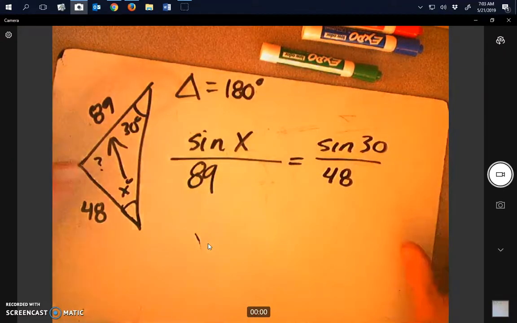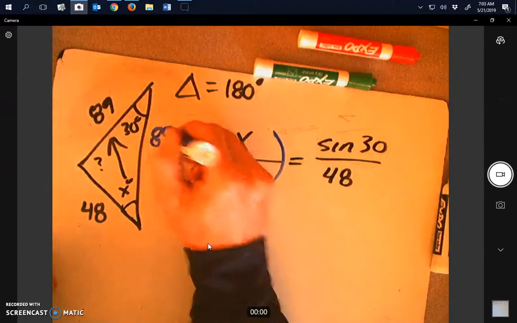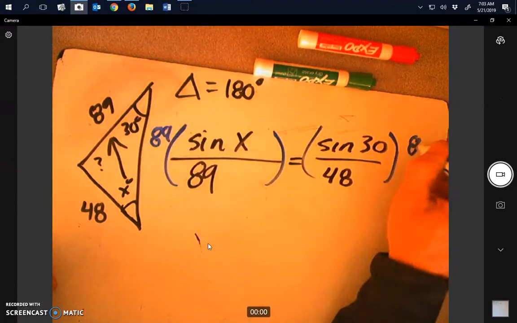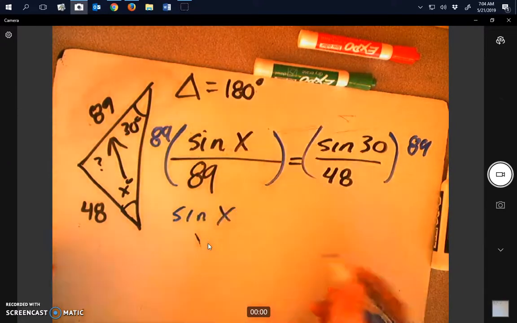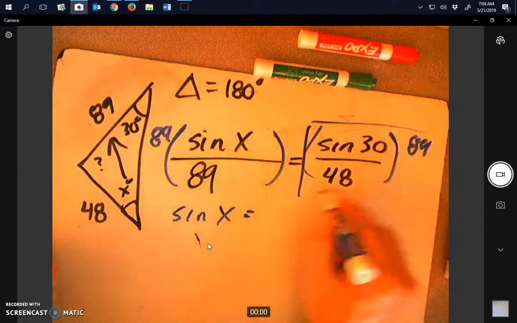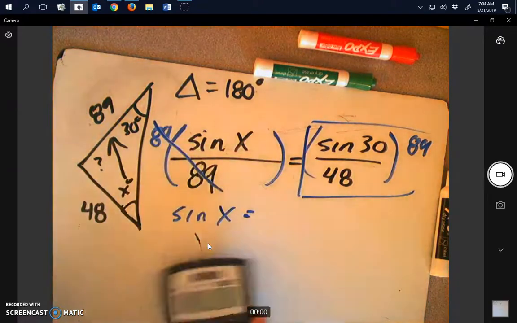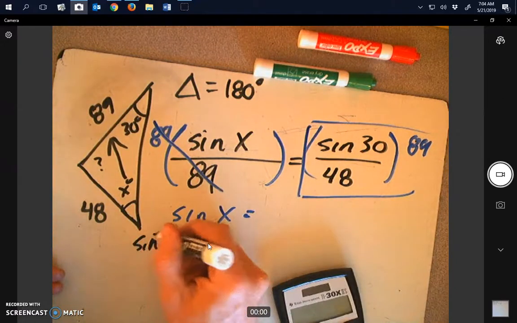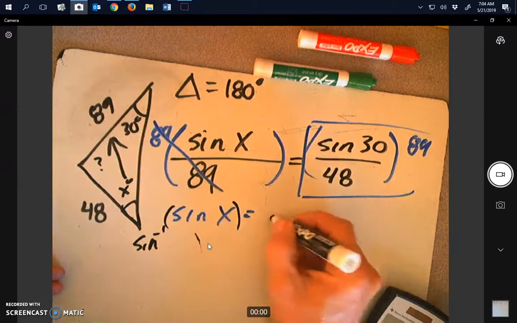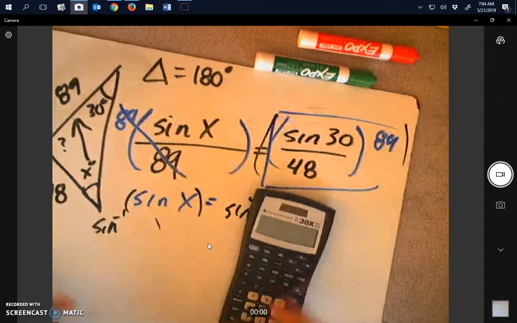So we're going to multiply both sides by 89. And we get sine x is equal to all of that. You just cross out. So to get what x equals, I have to do inverse sine of this side and inverse sine of that side. So I'm going to do that right now.